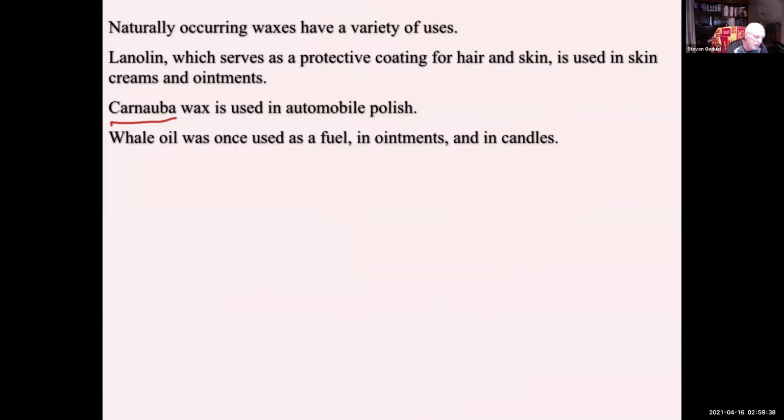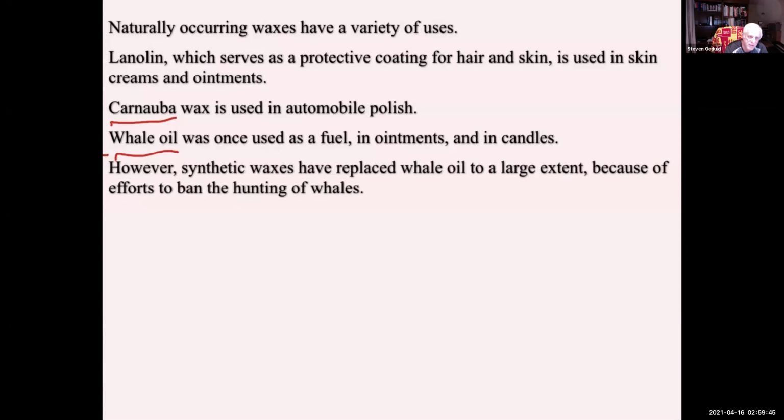So naturally occurring waxes, we have a variety of uses for them. Lanolin, it's a protective coating for hair and skin, and we use it to produce skin creams and ointments. Carnauba wax is used in automobile polish. Okay. Whale oil, once used as fuel, in ointments and in candles. Okay, synthetic waxes have replaced whale oil to a large extent because of the efforts to ban the hunting of whales. So we started making the wax instead of taking it from whales.